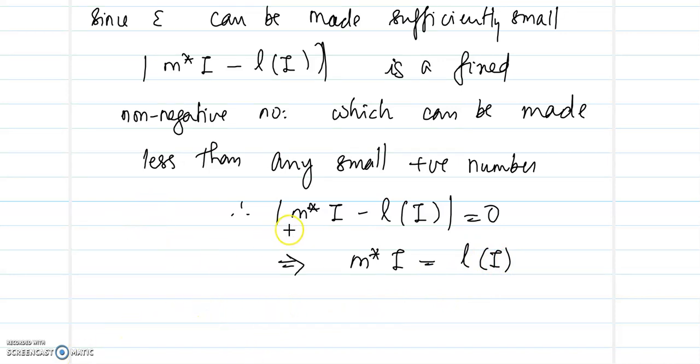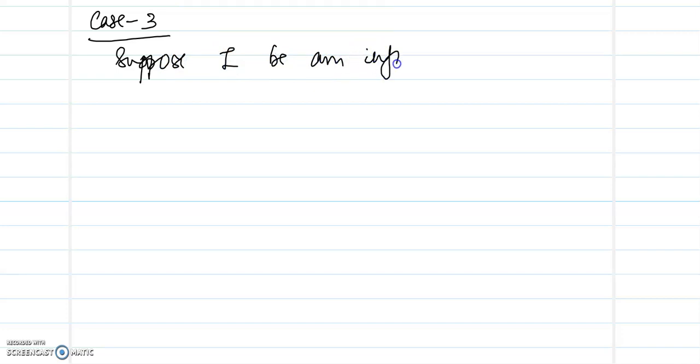So when I is an open or semi-open interval, then the outer measure of I will be equal to its length. Now let us look at case 3. In case 3, we will take I to be an infinite interval. So suppose I be an infinite interval.